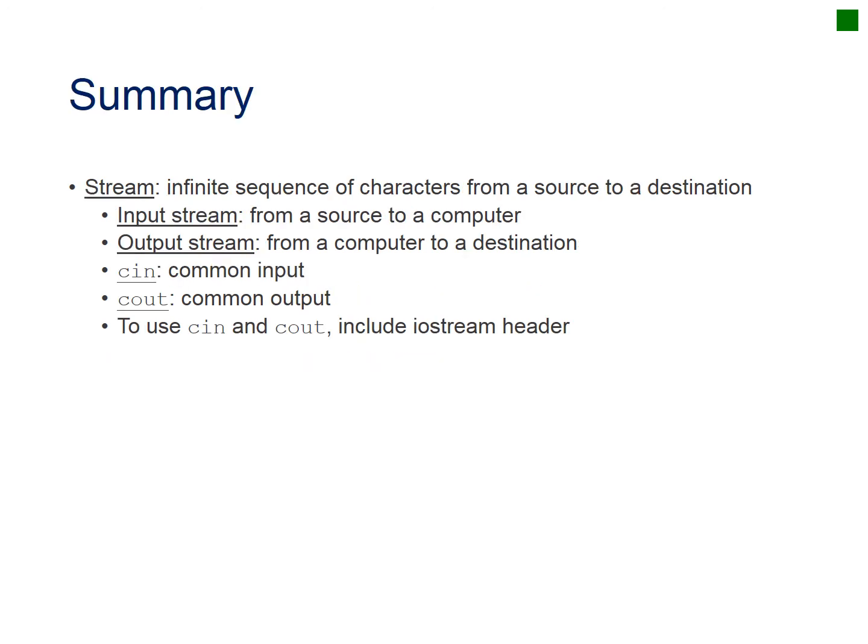Our summary. A stream is an infinite sequence of characters from a source to a destination. An input stream is from a source to a computer. An output stream is from a computer to a destination. cin is common input. cout is common output. To use cin and cout, you include the iostream header.